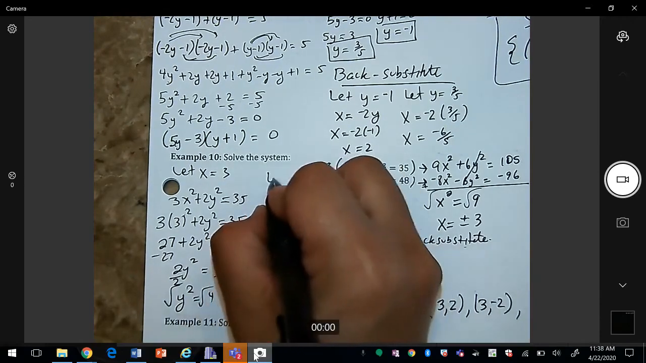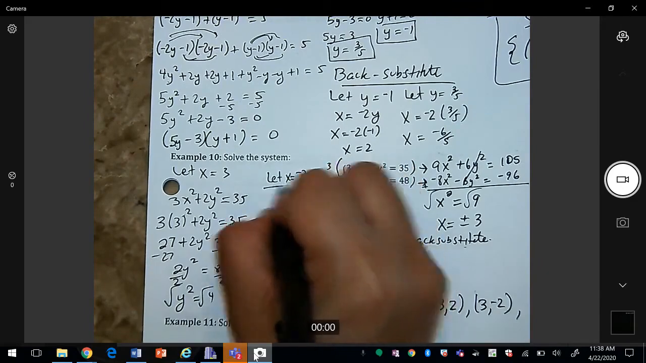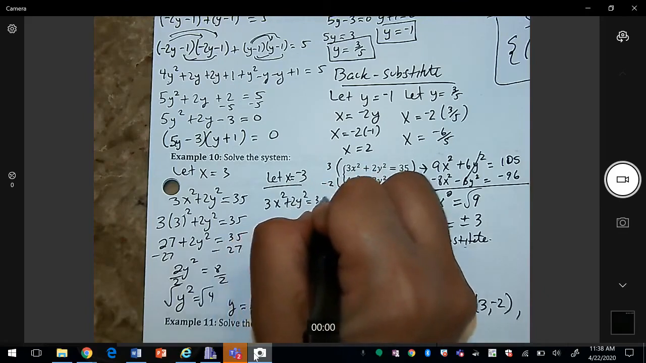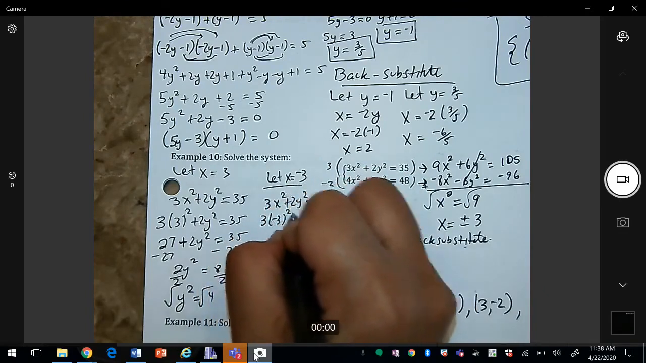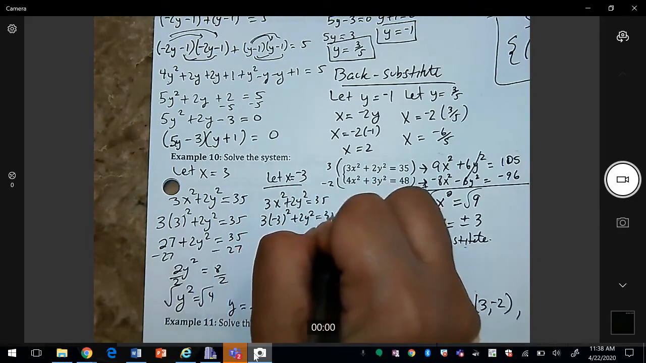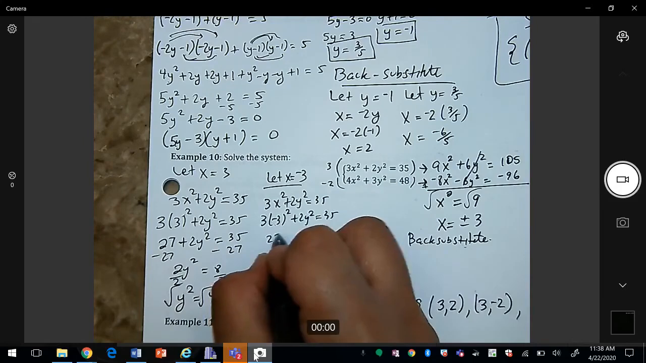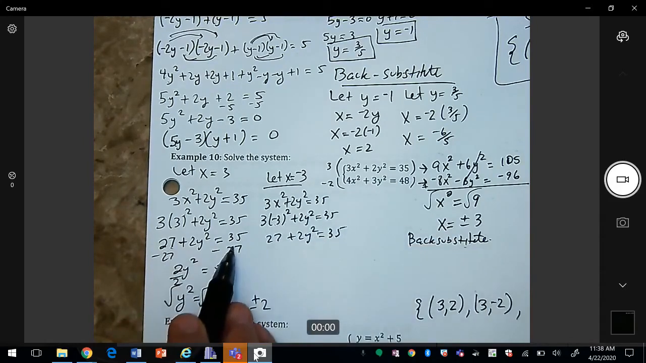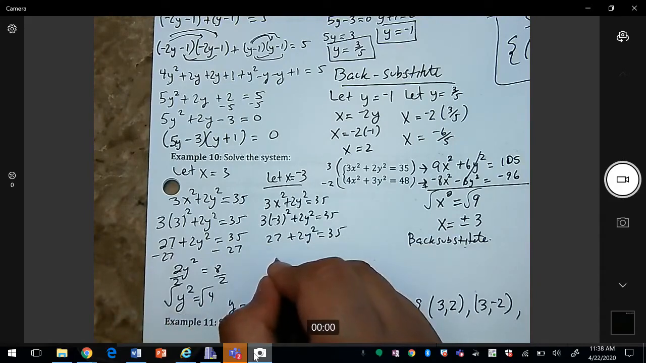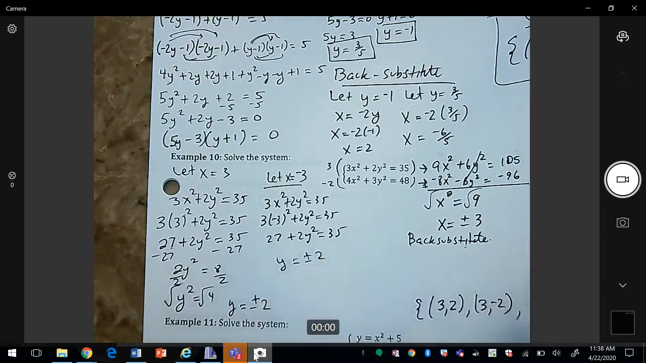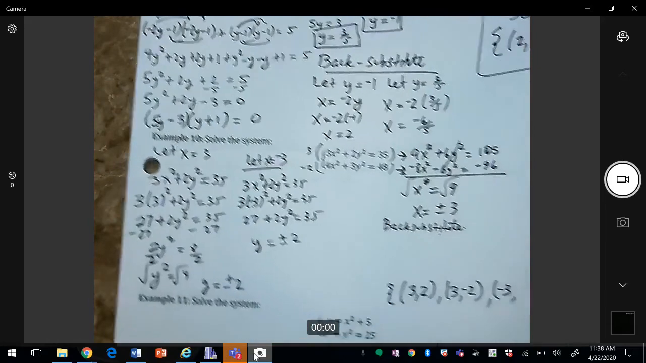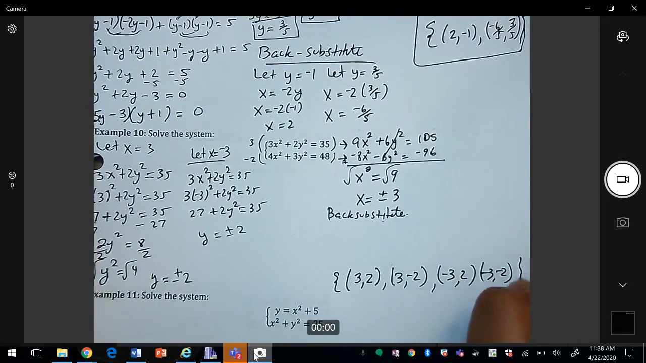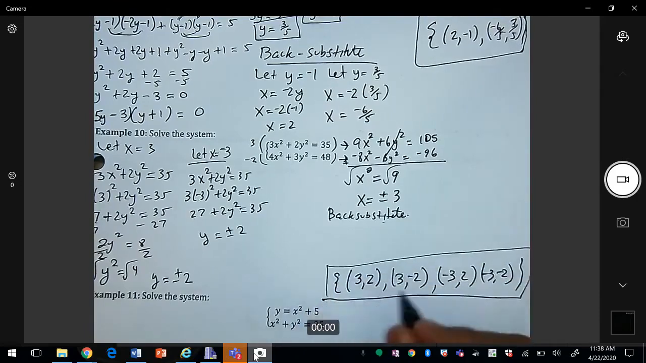So now let's check for x equals negative 3. So I'm going to use the same equation. And notice what's going to happen. Negative 3 squared is 9 times 3 is 27. And so if you notice, that's the same as this. So my answer here will still be y equals plus or minus 2. So when x is negative 3, we get positive 2 and negative 2. So this is my solution.